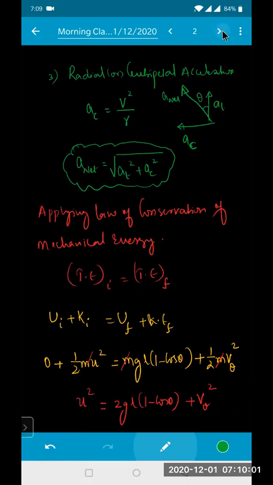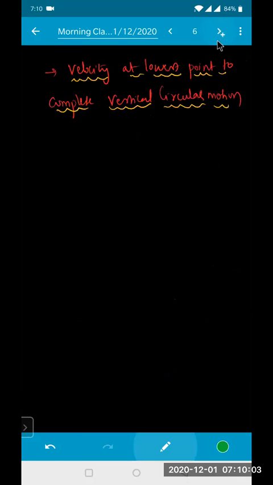Now what we need to do is apply the law of conservation of mechanical energy. Total energy at the lowest position must be equal to total energy at the highest position. So applying the law of conservation of mechanical energy, total energy at lowest position must be equal to total energy at highest position.